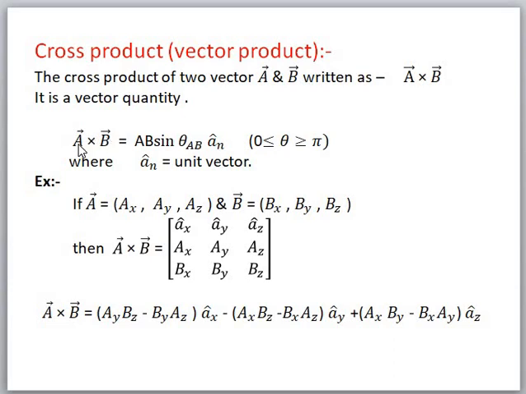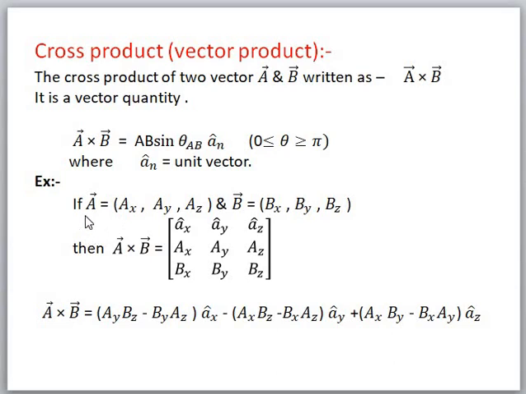Now let's see, vector A cross vector B is equal to magnitude of vector A into magnitude of vector B into sin theta AB into n cap, where angle theta is between 0 to pi, and n cap is equal to the unit vector of the cross product.